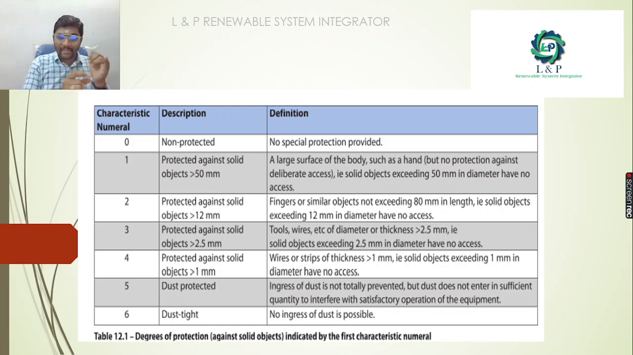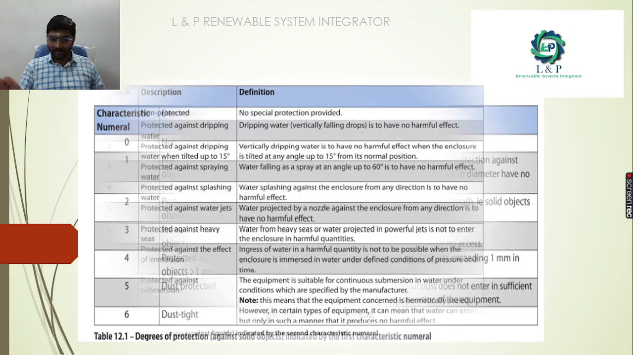The IP numbers starting with 5 and 6 are dust protected and dust tight protected. 6 is dust tight protected. Numerals lower than those do not have any big protection against dust. IP5 is dust protected, where ingress of dust is not totally prevented. But IP6, the one starting with 6, is dust tight, and no ingress of dust is possible.